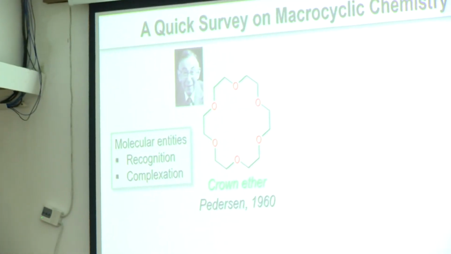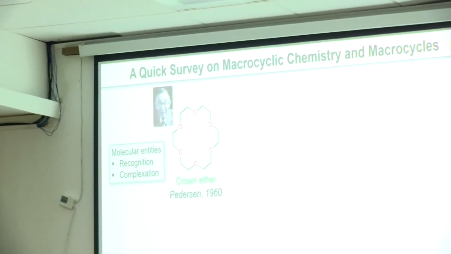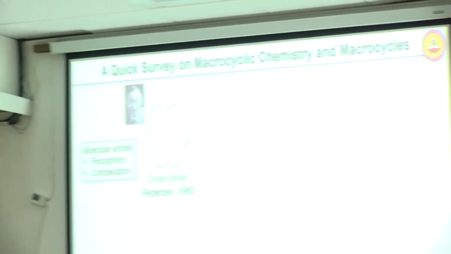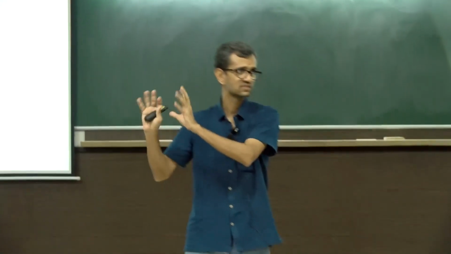So this particular size, which you name 18-crown-6, because when you count all the atoms there are 18 atoms, with 6 oxygen atoms present there. So the name is 18-crown-6.